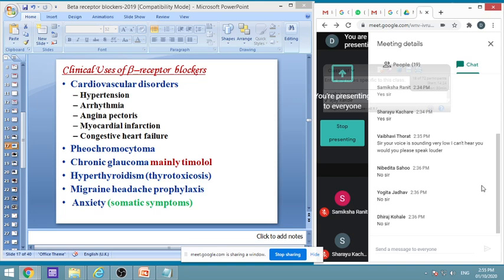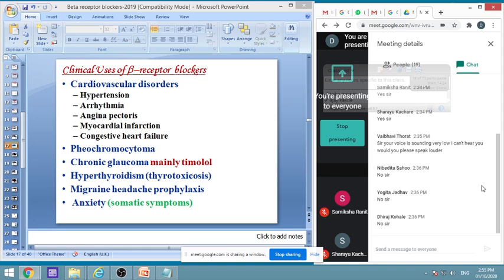Pheochromocytoma is a tumor of the adrenal medulla, and because of this tumor it causes more secretion of adrenaline and noradrenaline. Because of more adrenaline and noradrenaline secretion, all this activity, just like the fight and flight mechanism, is there. So by the time the tumor is removed, we need to block the action, because the level of adrenaline and noradrenaline is too much, and all the adrenergic effects will be seen.